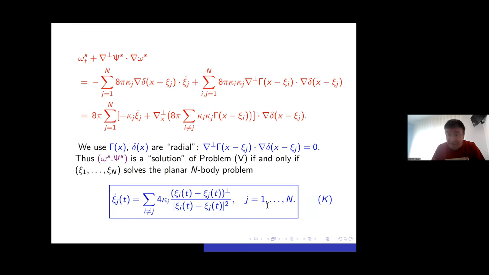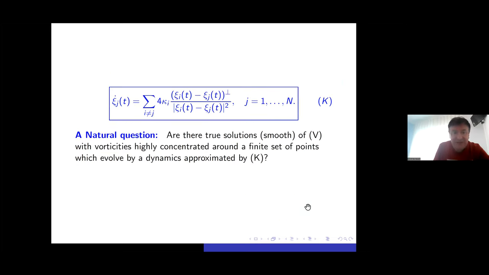This is an n-body type problem for a logarithmic potential in the plane. This is a Hamiltonian system, which from now on I will call K, okay? So this is our system. A natural question is, do these solutions of the ODE really represent true solutions of the Euler system, solutions in the classical sense, so smooth solutions? This is the question that I would like to address, okay?